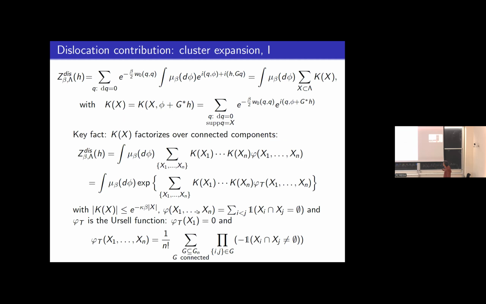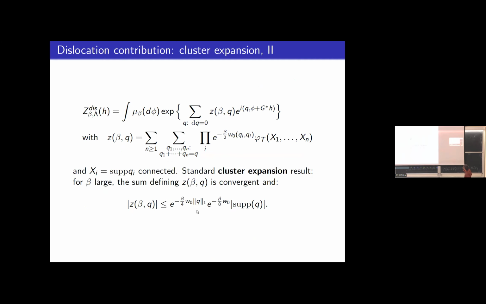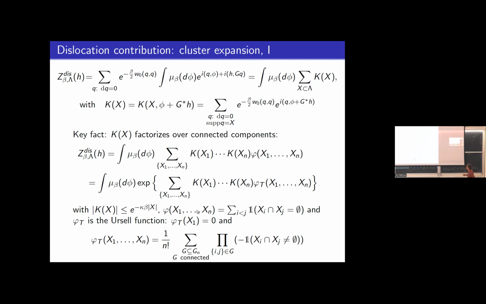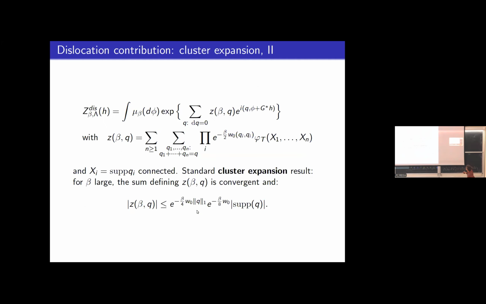Remember that each of these factors has e to the iq1 phi plus g star h, e to the iqn, and so on. So you can always extract from the product of these factors an overall e to the iq phi plus g star h, where q is the sum over all the qi's. I'm undoing the decomposition just at the level of this prefactor. So this prefactor I keep all together here, and all the other combinatorial factors are summed using this Ursell function.